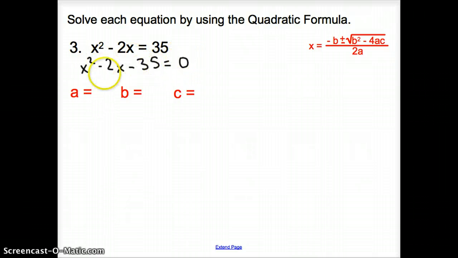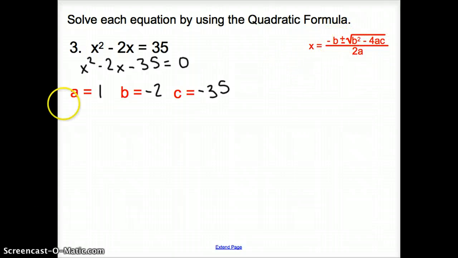Now again, find your a, b, and c terms. My a term, how many x squareds do I have? I just have one of them. My b is negative 2, thanks to that minus sign in front of the 2. C, negative 35. Now I'm going to plug this a, b, and c into right here.